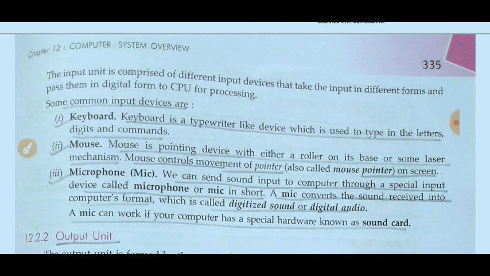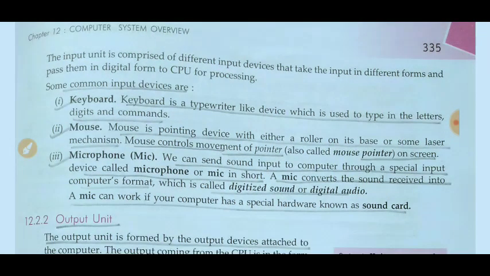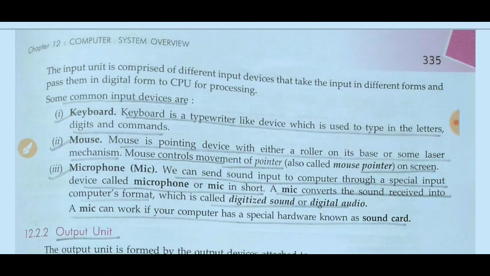Similarly, second one is mouse. Mouse is a pointing device. Mouse controls the movement of the pointer on the screen. Just like there is a blinking thing, that is known as the cursor. So this cursor movement is controlled with the help of the mouse. Mouse is a pointing device which has either a roller on its base or some laser mechanism.